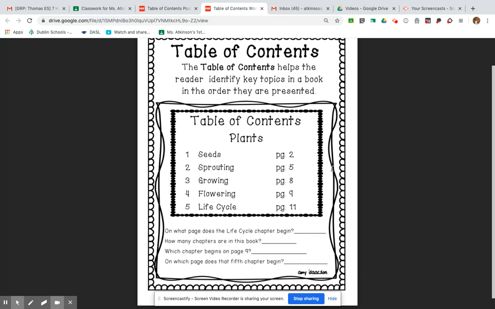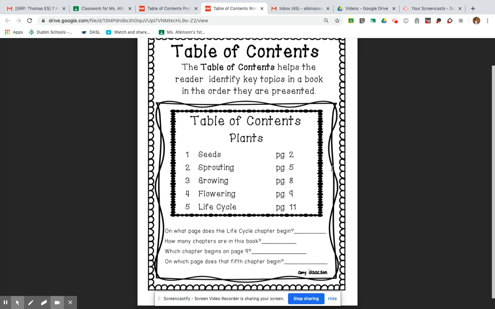So at the top, it says Table of Contents. The table of contents helps the reader identify key topics in a book in the order they are presented. So let's look at our table of contents here. It says Table of Contents, plants. Number 1, seeds is on page 2. Number 2, sprouting on page 5. Number 3, growing on page 8. Number 4, flowering on page 9. And then number 5, the life cycle on page 11.